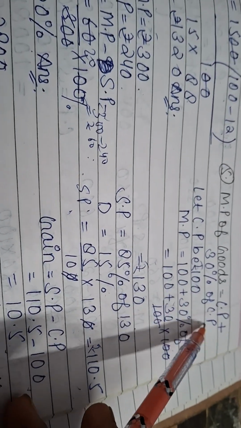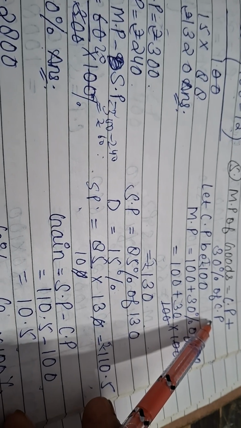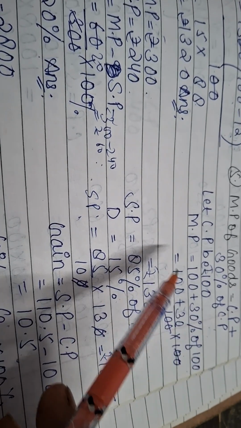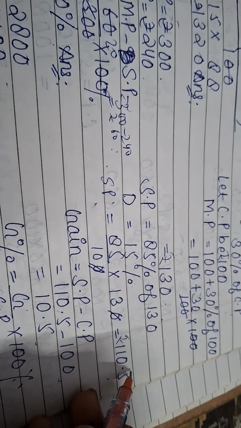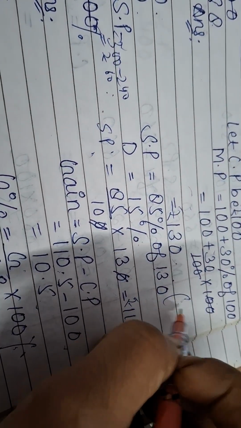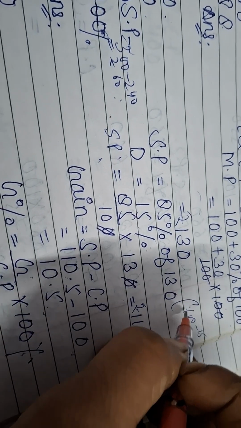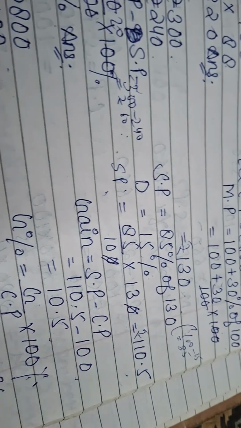In this question, MP is given as CP plus 30%, we assume CP 100. So mark price 130. So selling price will be 100 minus 15%, that is 85.